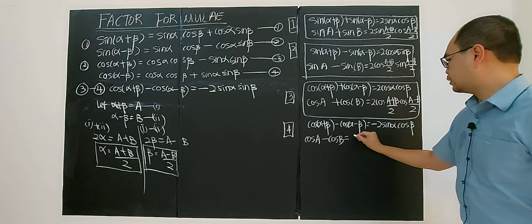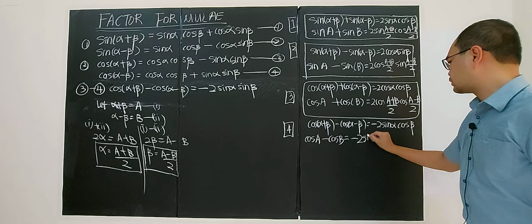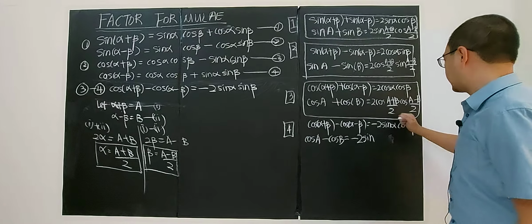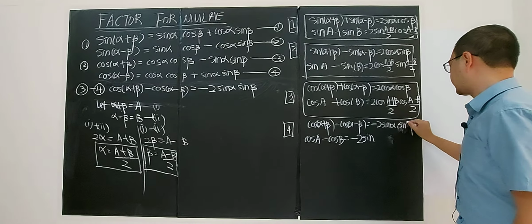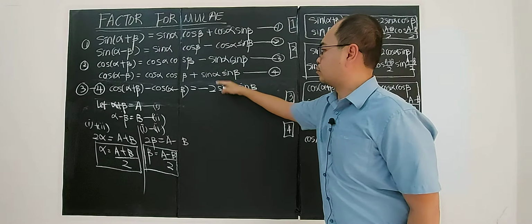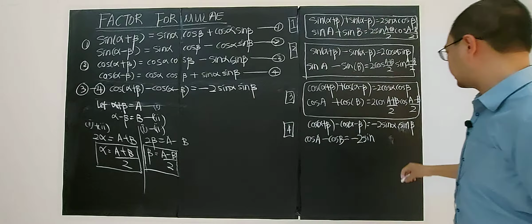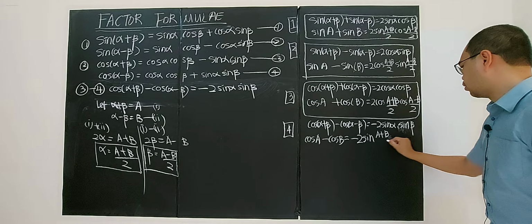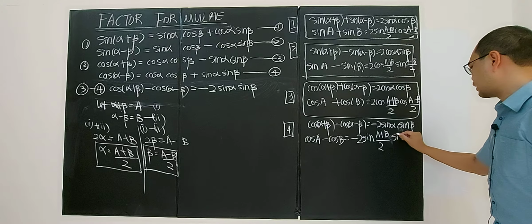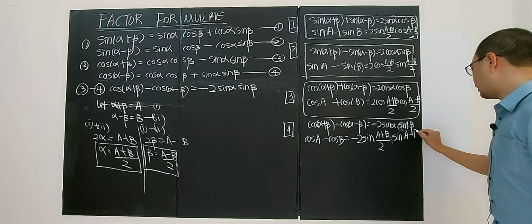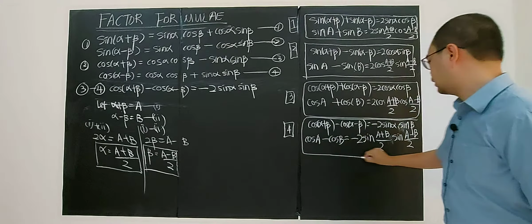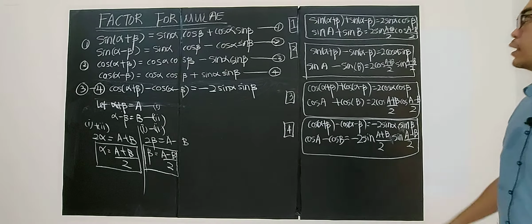So you are getting negative 2 sine alpha sine beta. Alpha will be (A plus B) over 2, and this will be sine((A minus B) over 2). This will be the fourth formula under the factor formulas.